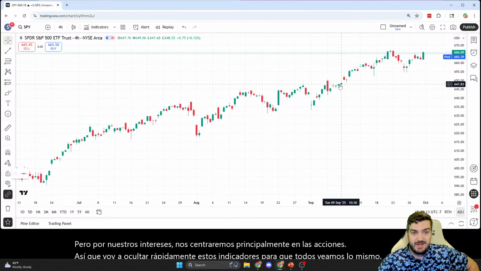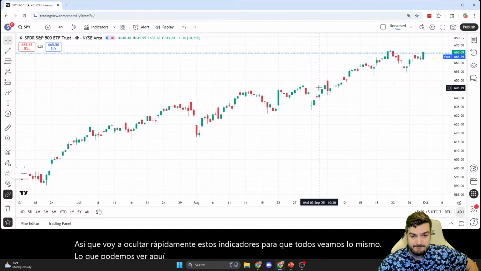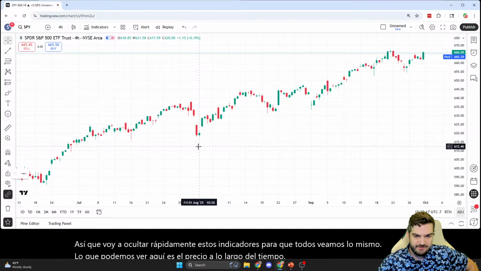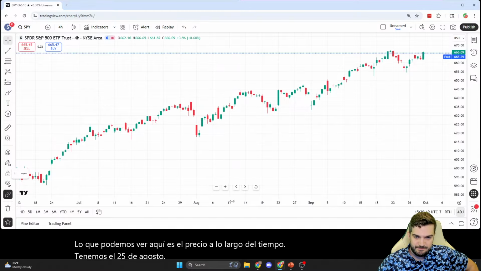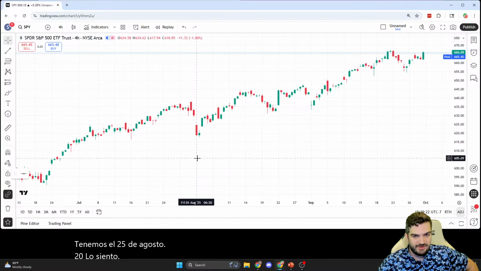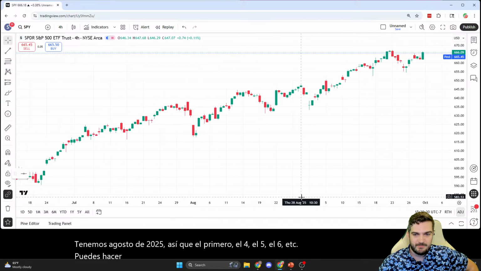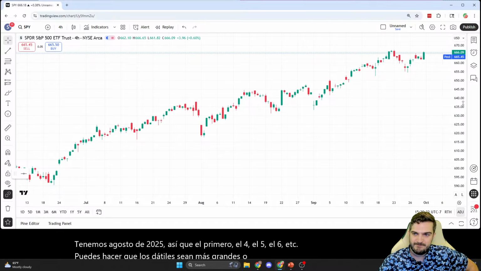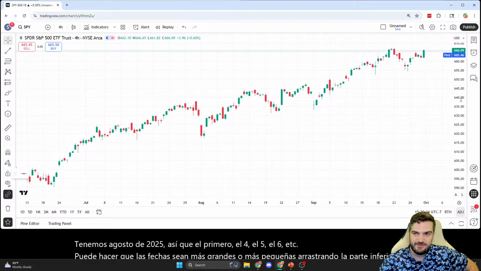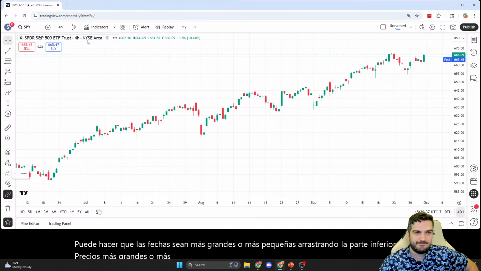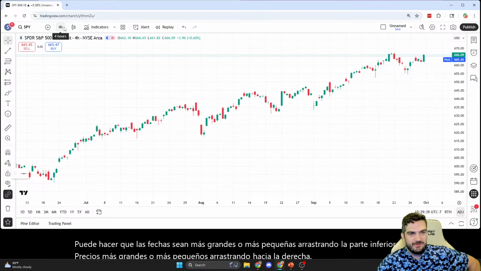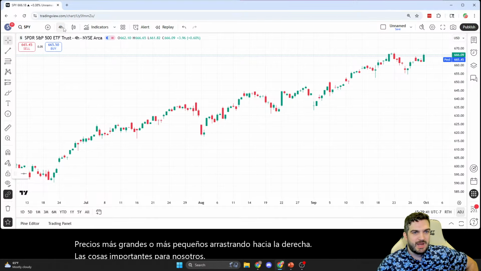What we can see here is the price over time. We have August 25th, August 2025. So the 1st, the 4th, the 5th, 6th, so on. You can make the dates bigger or smaller by dragging the bottom, and bigger or smaller prices by dragging on the right. The important thing for us is this 4H to the right of the search.